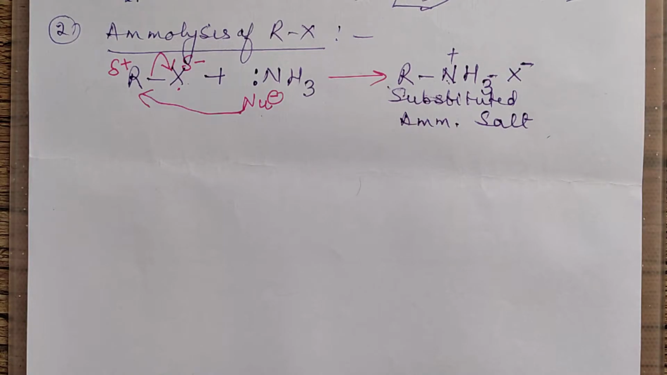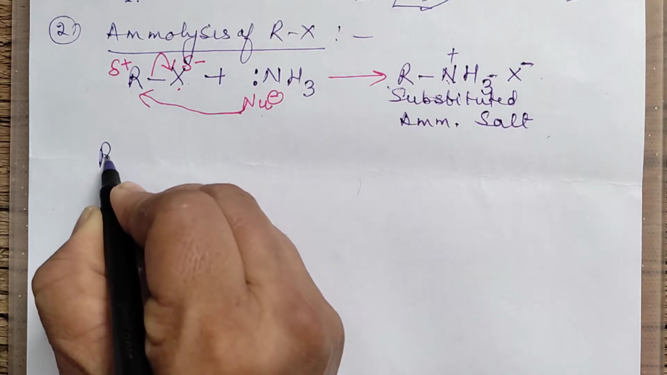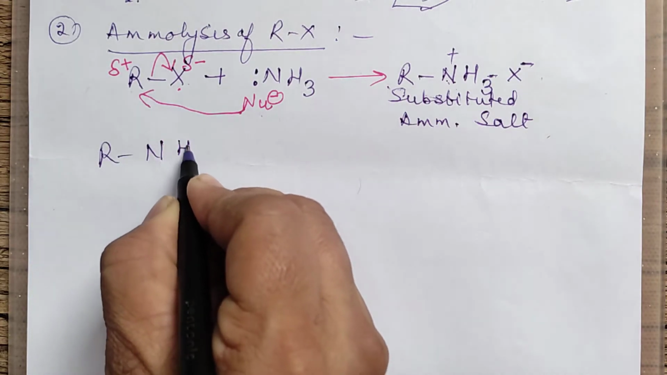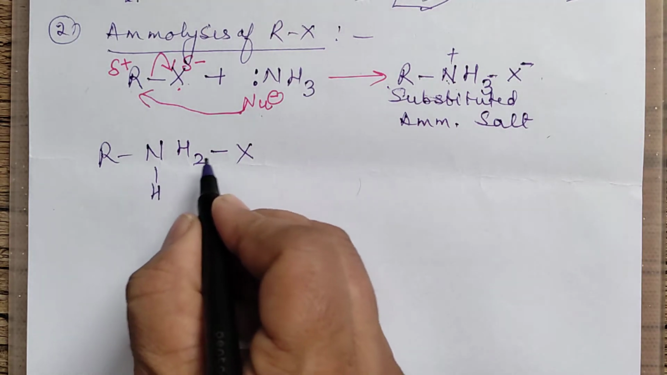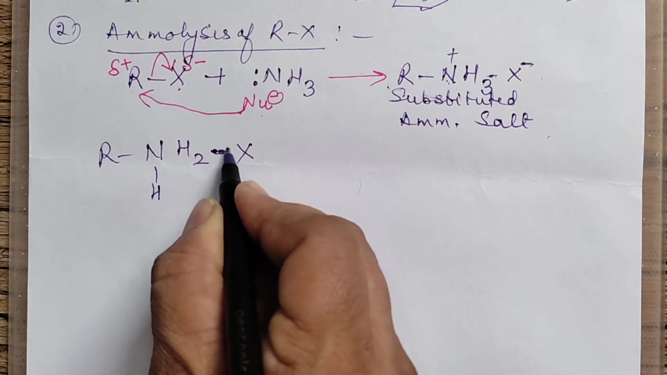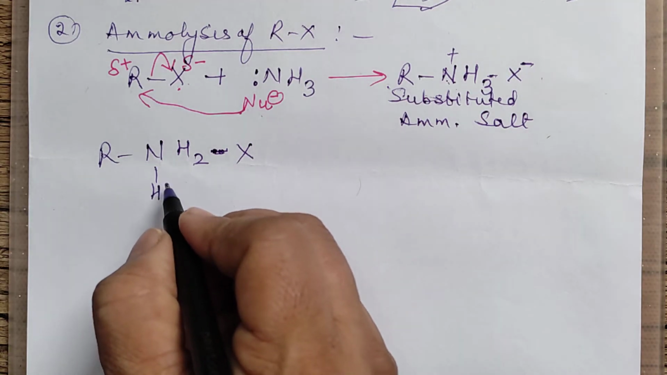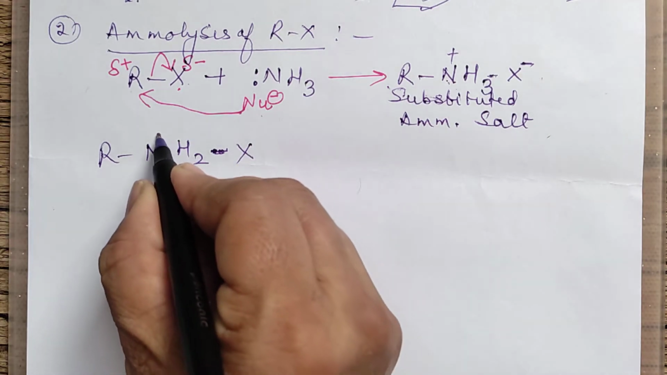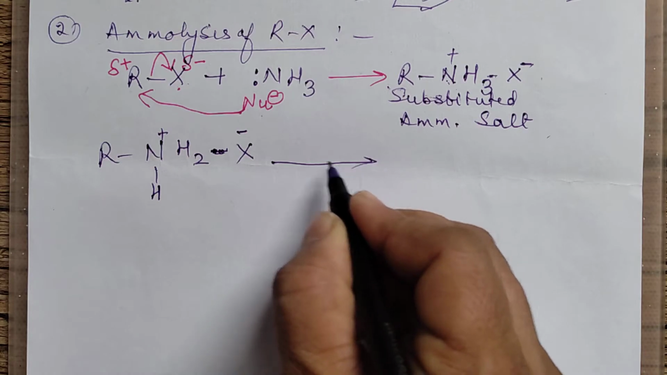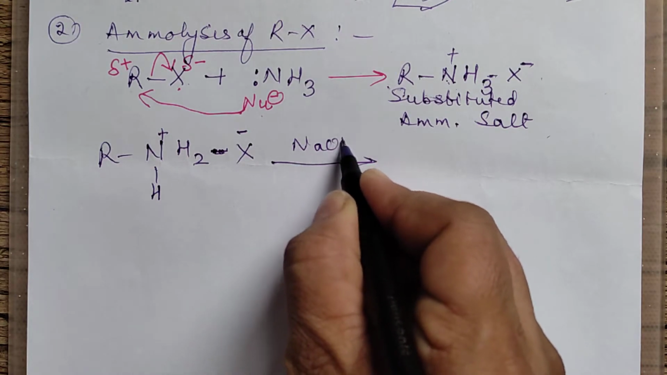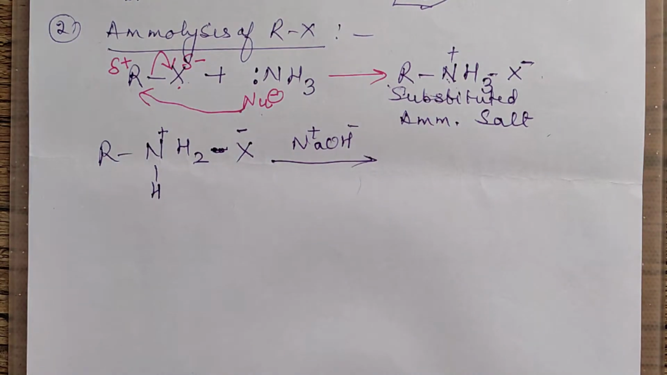So what it will do is, I'm writing this part separately as RNH2. This H I'm writing separately because nitrogen, this is not actually written separately, just to explain it, right? So this is having a positive and this is having a negative. This is now reacted with a base, that is NaOH. So NaOH is having Na plus and OH minus, right?